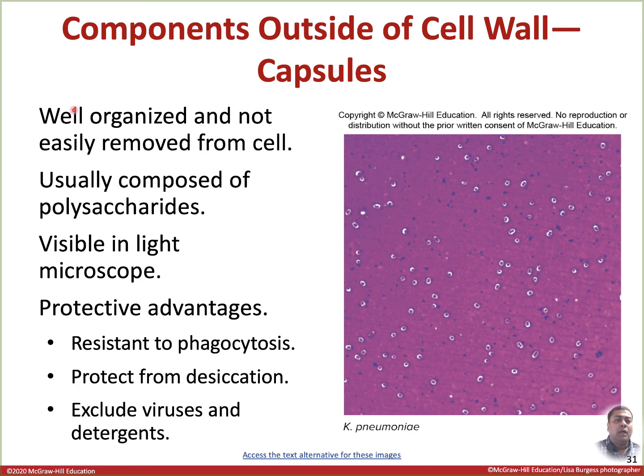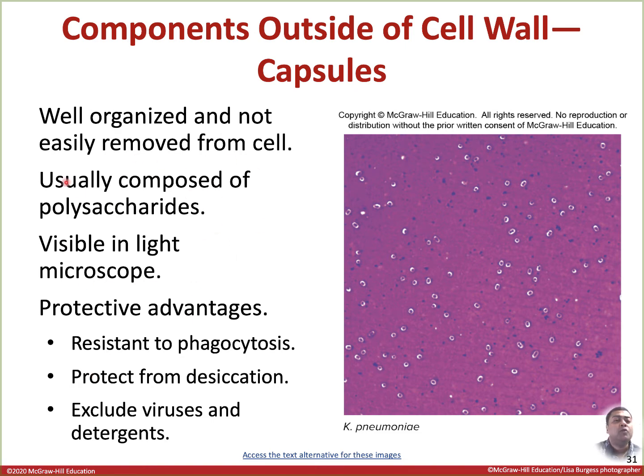So the capsules are well organized and cannot be removed easily from the cell, usually composed of polysaccharides, which are neutral in charge, not positive or negative, and visible in light microscope, and have protective advantages. What happens is that it resists phagocytosis. If a pathogenic bacterium has a capsule, our phagocytic cells, which are the neutrophils and the macrophages, will not be easily able to phagocytose them. They also help protect them from desiccation in the environment if it is too dry.